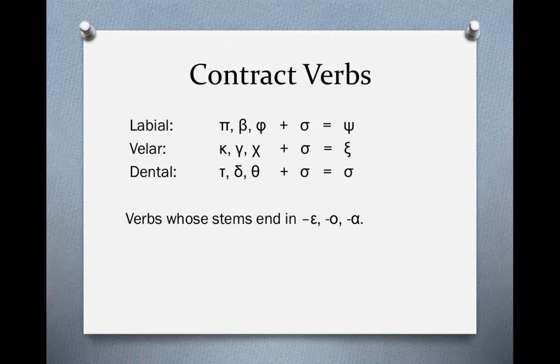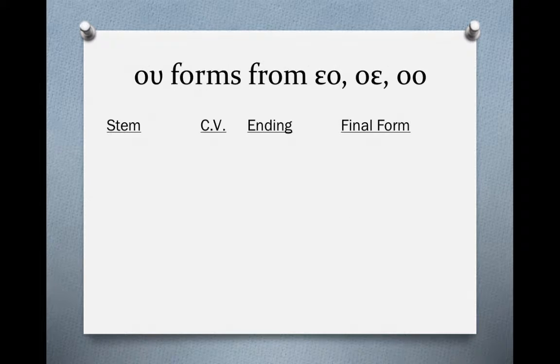So a contract verb is a verb whose stem ends in epsilon or omicron or alpha. And examples of these kinds of verbs would be poieo, or it could be plerao, or it could be agapao. So these are going to be our example verbs as we work through the series of contractions that can happen with these verbs. The first rule we want to remember is that ou forms from epsilon omicron, or the combination of omicron epsilon, or a double omicron.